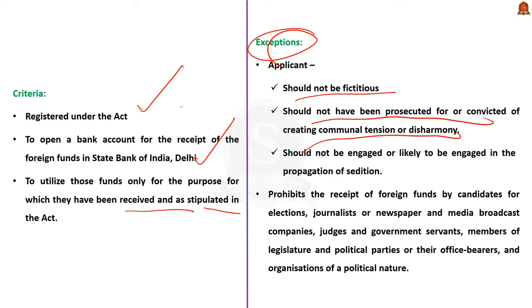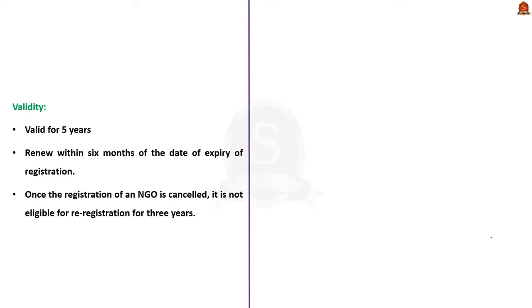Also, the Act prohibits the receipt of foreign funds by candidates for elections, journalists or newspaper and media broadcast companies, judges and government servants, members of legislature and political parties or their office bearers and organizations of a political nature. Talking about the validity of FCRA registration, it is valid for 5 years and NGOs are expected to apply for renewal within 6 months of the date of expiry of registration.